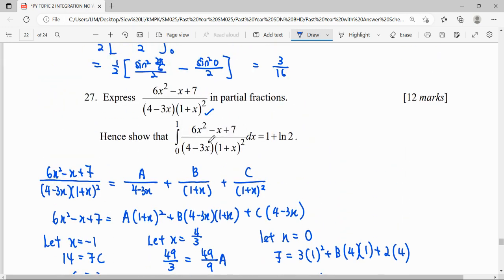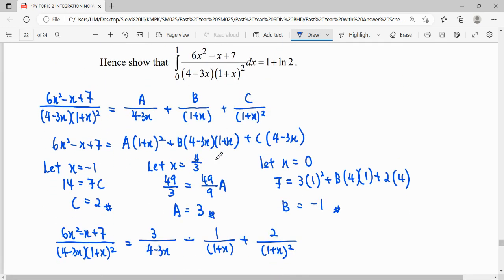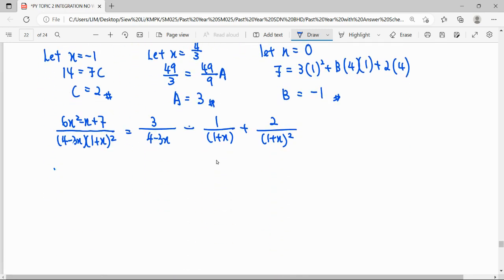Then by using this partial fraction, we're going to integrate this fraction. So it will be the integral from 0 to 1 of 3 over 4 minus 3x. This one we're going to maintain in its fraction form because the denominator has power 1. This one also we maintain its denominator. But for this part, we're going to simplify, as this bracket of x we can move up to be power of -2.